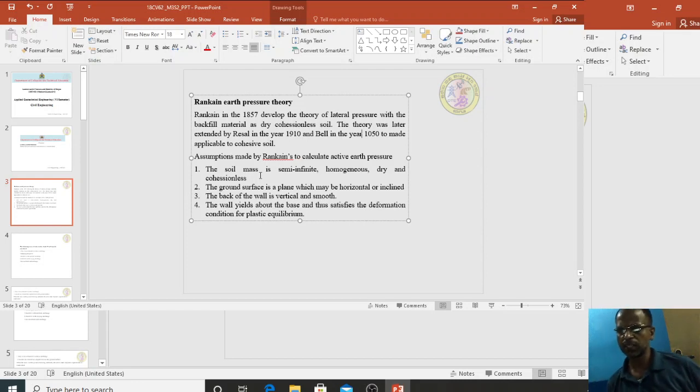The ground surface is plane, which may be horizontal or inclined. The back of the wall is vertical and smooth. The wall yields about the base and thus satisfies the deformation condition of plastic equilibrium.